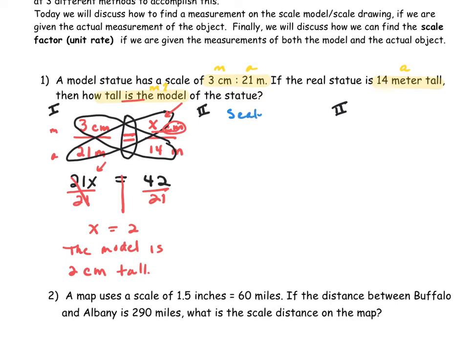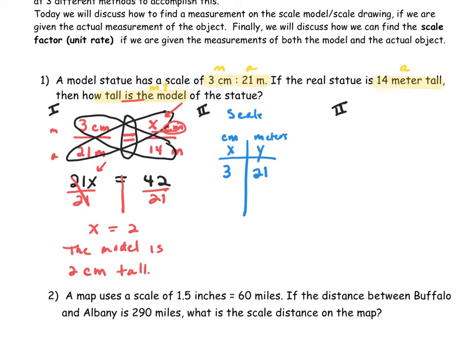So the scale that we're given, and let's go ahead and we'll even put it in the table. We have an X and we have a Y. In this case, the X is talking about centimeters. This is the model, 3. And the Y is talking about meters, which is the actual, 21.